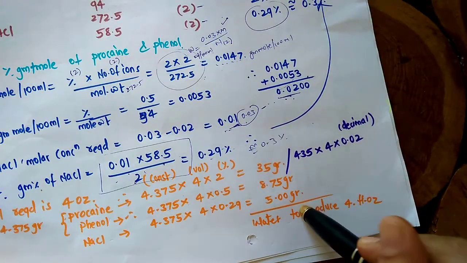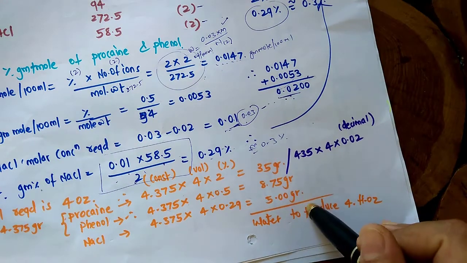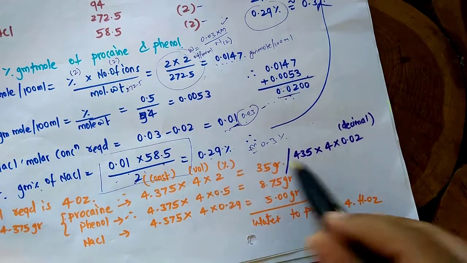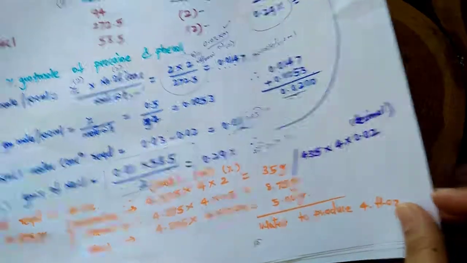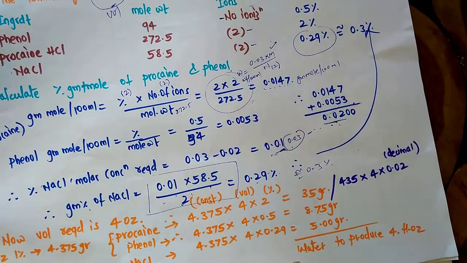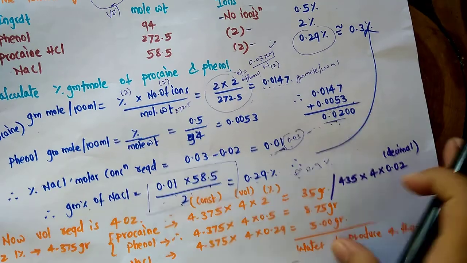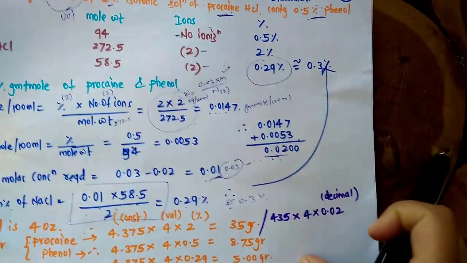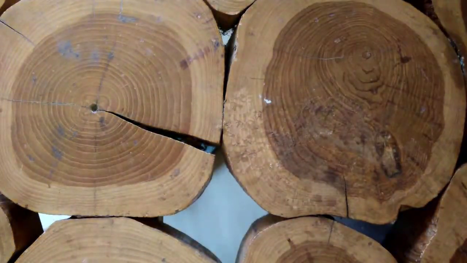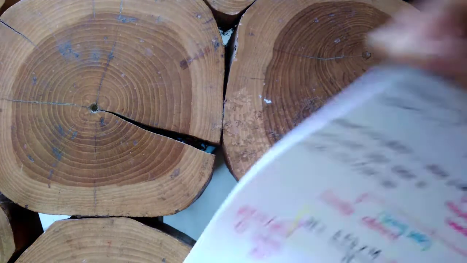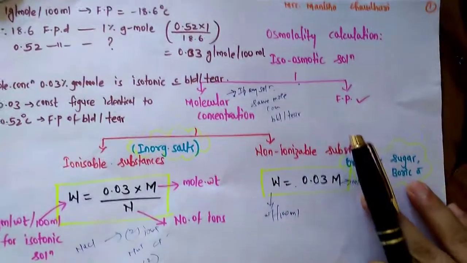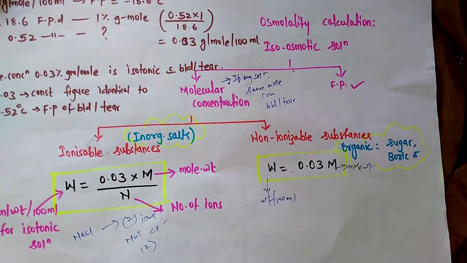Whatever answer you get will be the quantities in grains. So these many grains you are supposed to add to water to produce 4 fluid ounce solution. So with this, we finish the molecular weight based calculations. These are again very important from the exam point of view, so you are supposed to practice with some examples which I have given in the video itself. Thank you.